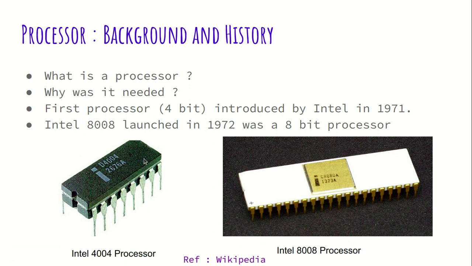Subsequently, in the year 1972, Intel launched its Intel 8008 processor, which was an 8-bit processor. The surprising thing to note about the Intel 8008 processor was that its pins were made of gold. You can find the Intel 8008 processor photo here.